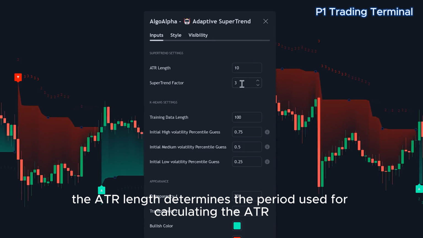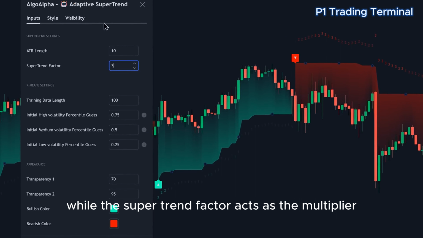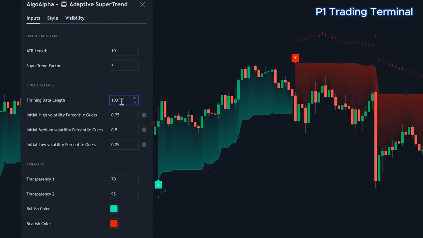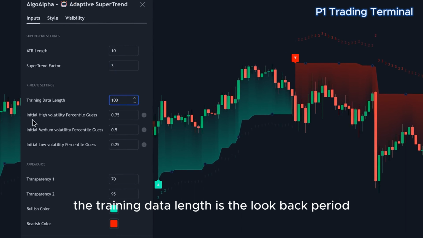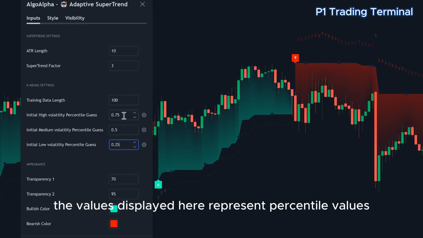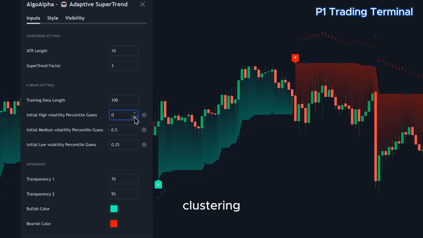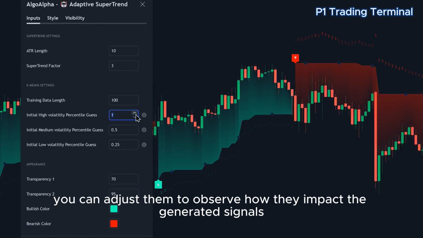The ATR length determines the period used for calculating the ATR, while the supertrend factor acts as the multiplier in the supertrend calculation. The training data length is the look-back period, defining how much historical data is used for training. The values displayed here represent percentile values, which are used to set the initial guesses for clustering. You can adjust them to observe how they impact the generated signals.